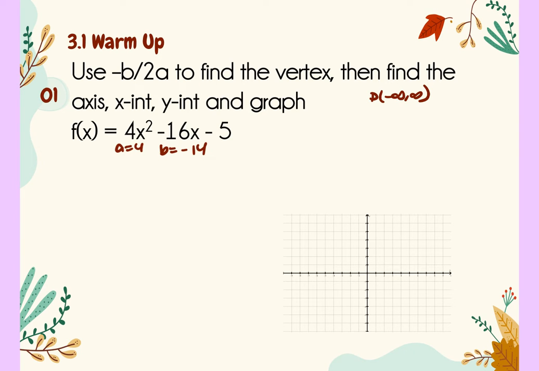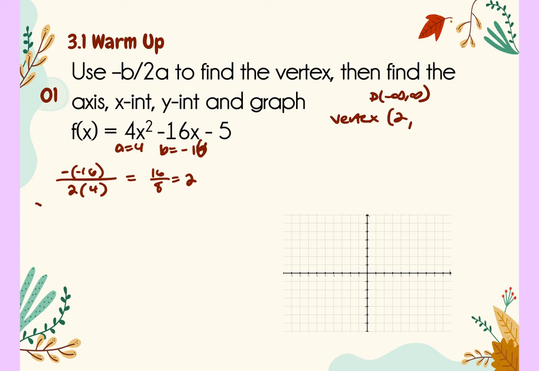So X, or the H coordinate, would be negative b over 2a. Negative negative 16 is 16. Wait, if it opens up, it's K and then infinity? Correct. Over 2 times A, and I get 16 over 8, which is 2. That's the X coordinate of my vertex.